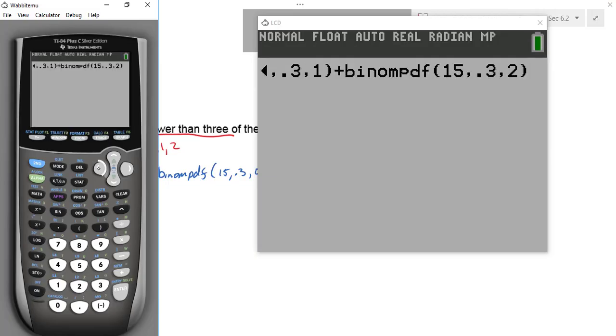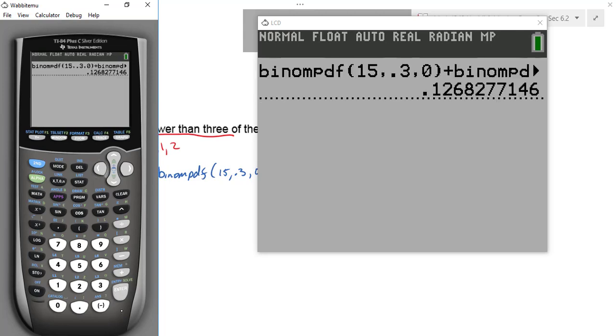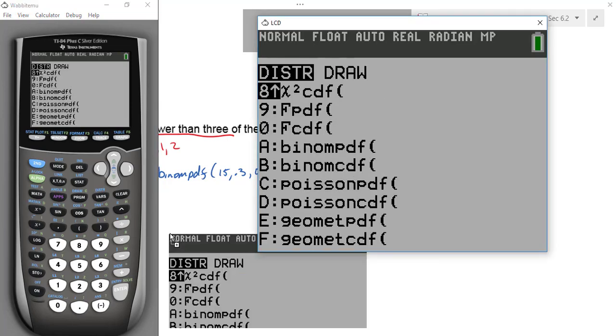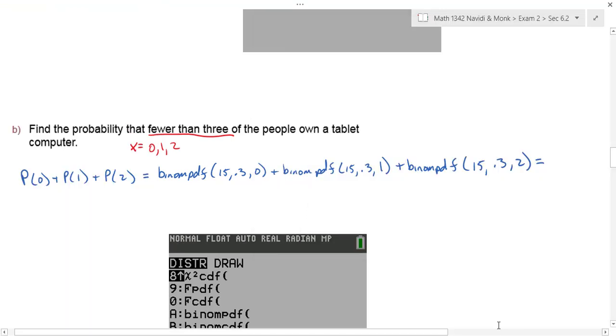Now if I want to see it all, I can see that I've got the binomial PDF where x is equal to 2, 1, and 0, and the n's and the p's are the same for all of those. Now when I hit enter, it gives me a probability. What I want to show you is I could get the same answer using something that's not the binomial PDF, but really, really close to it. Second vars. Look at this. Do you see right below the binomial PDF, it has something called the binomial CDF?